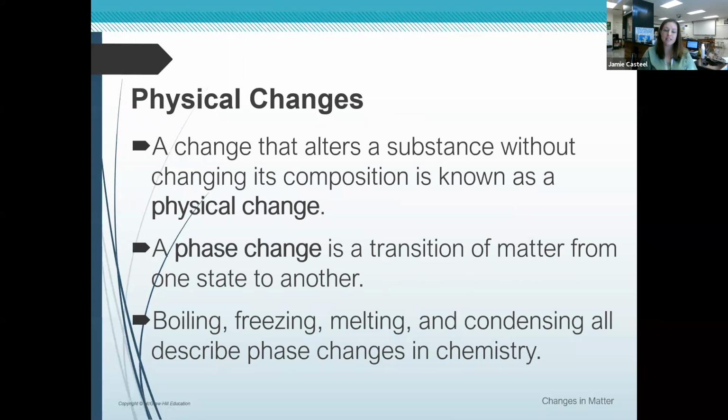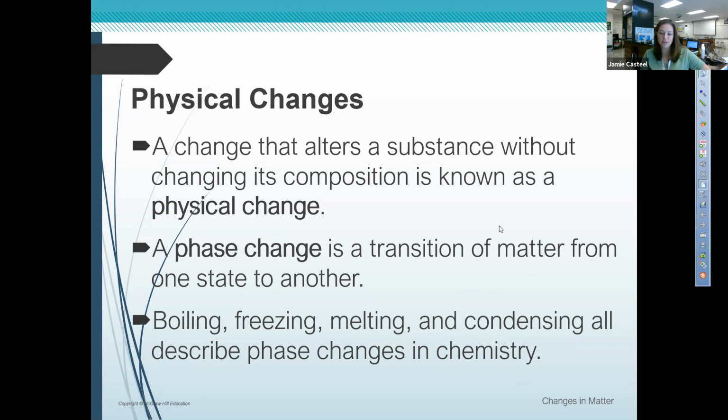Physical change is a change that alters a substance without changing its composition. We talked about that a little last class. Be sure you get that down. Also, a phase change is a transition of matter from one state to another. Now, here are the phase changes you need to know. Boiling, freezing, melting, and condensing are all phase changes that we use. But there are a couple more that you are responsible for.